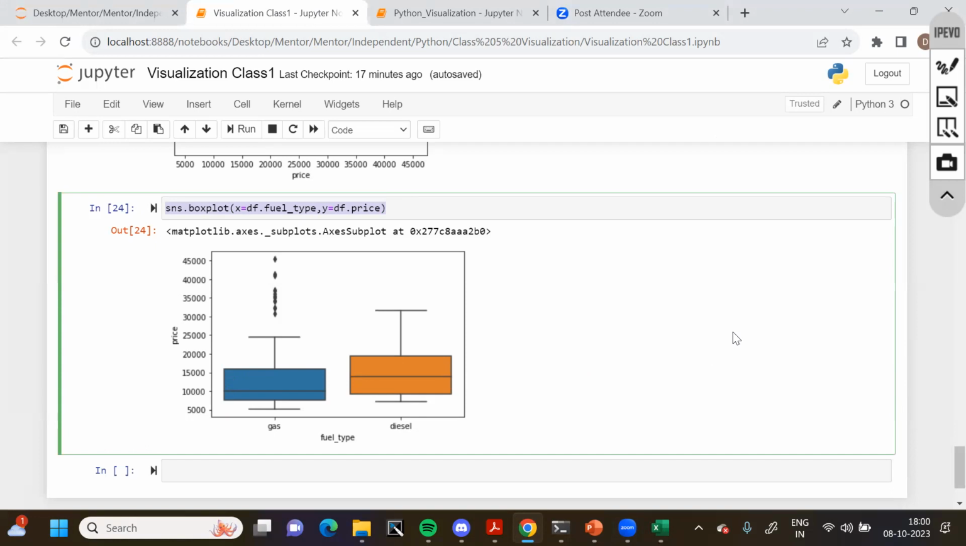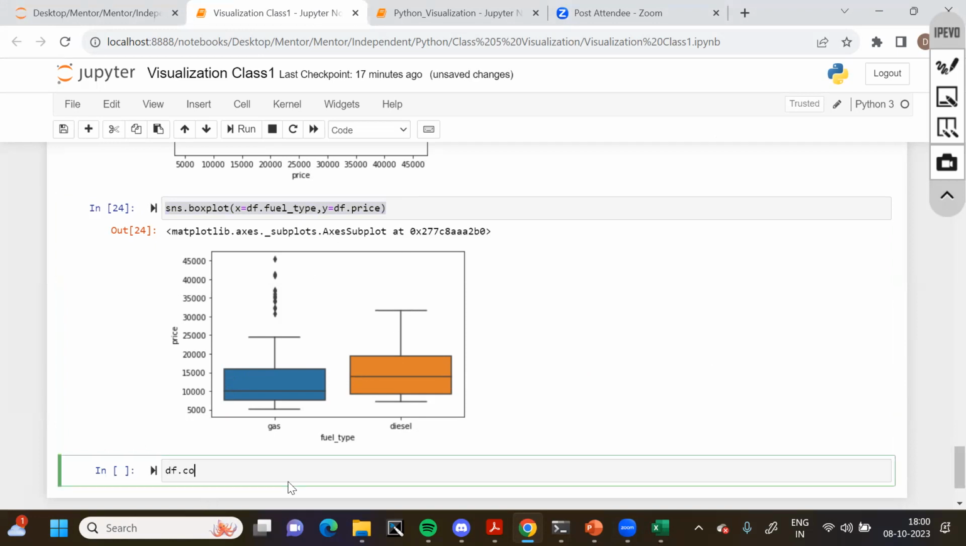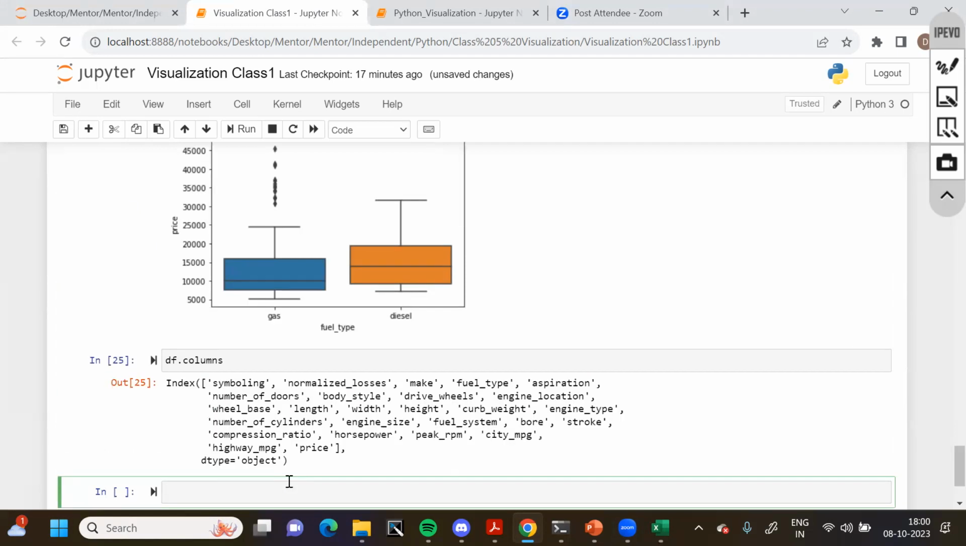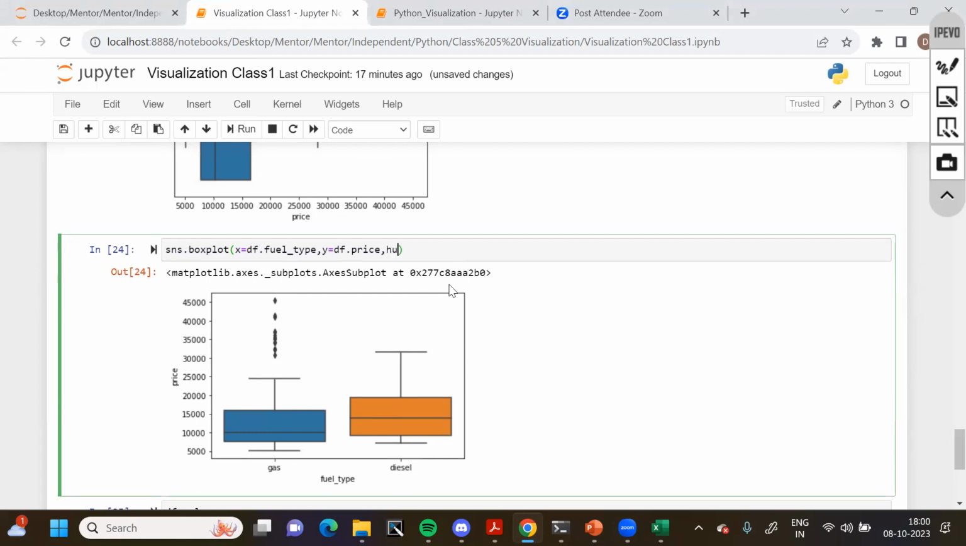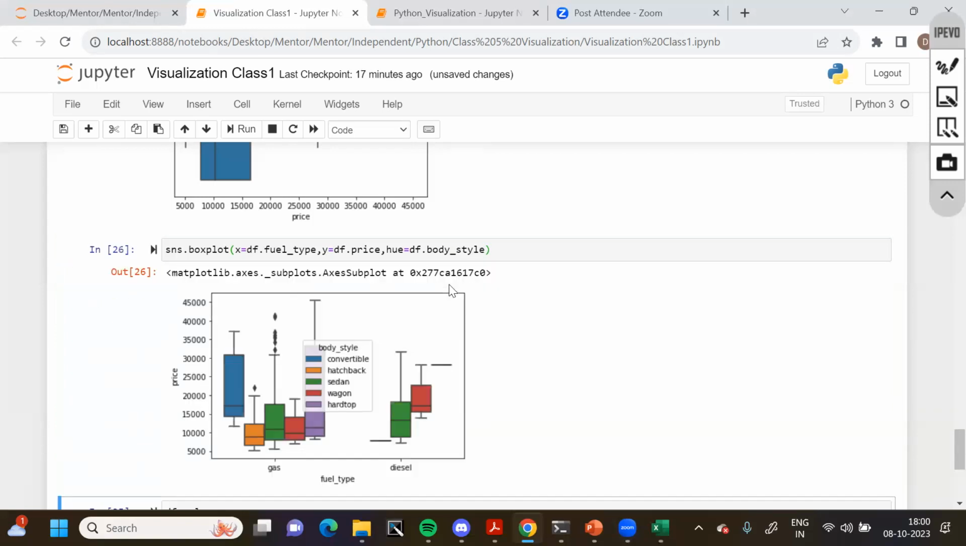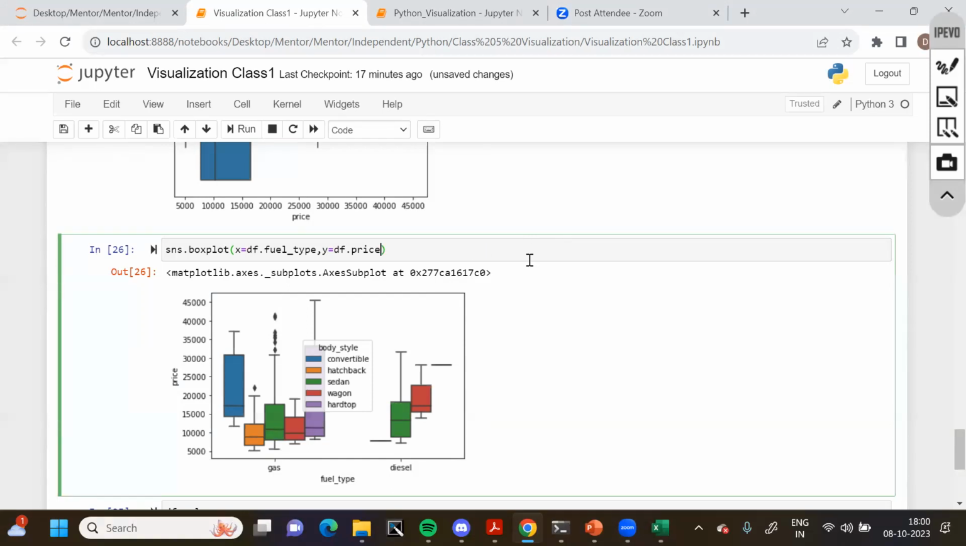Now you can also put fuel type. Let's see what columns are there: df.columns. Body style. So I want to see it from the hue equal to df.body_style. What I'll do, I'll make it separate.